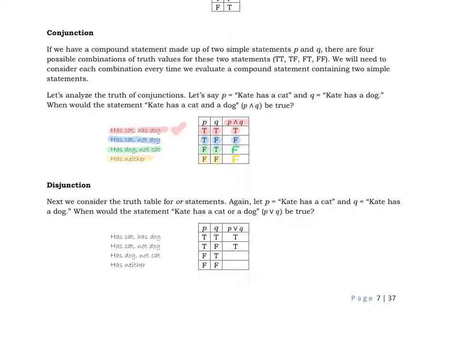Notice that the only time the statement she has a cat and a dog is true is if both P and Q are true. You have to have both in order for the statement to be true, with the word and in between. Hopefully that makes a little bit of common sense. It'll just take some time to get used to the symbols that we've got going on.